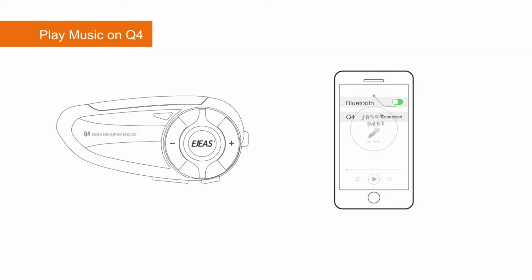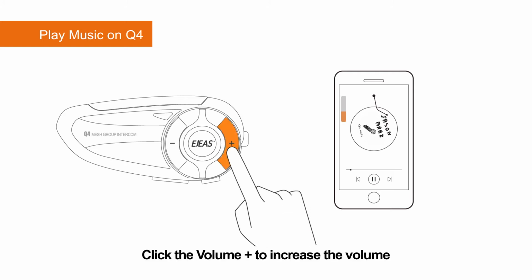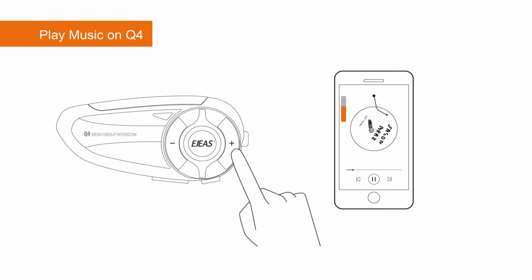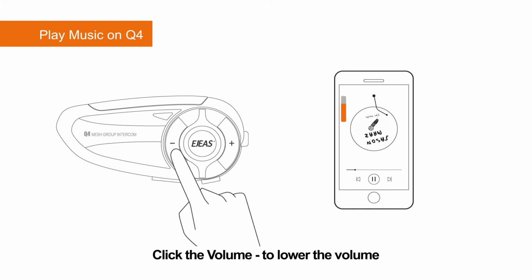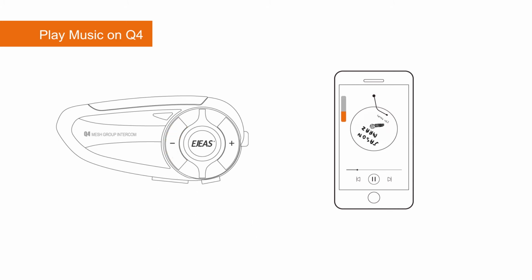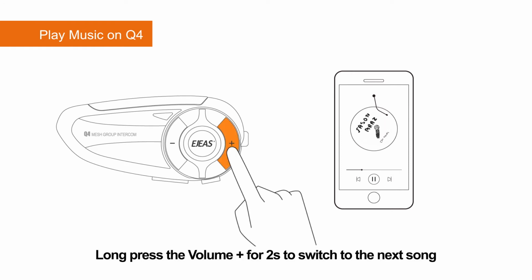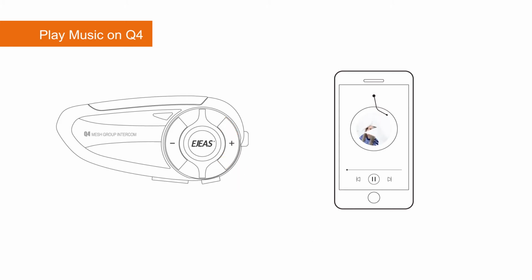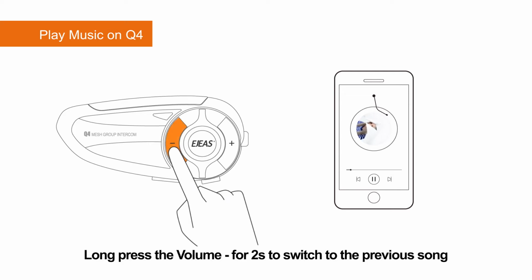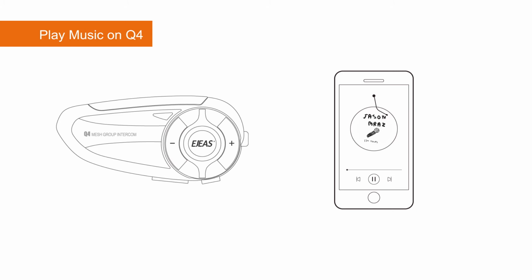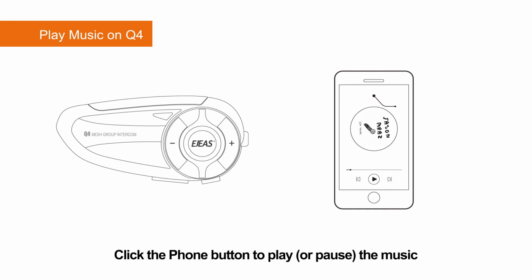Turn on the music player. Click the volume up to increase the volume. Click the volume down to lower the volume. Long press the volume up for 2 seconds to switch to the next song. Long press the volume down for 2 seconds to switch to the previous song. Click the phone button to play or pause the music.